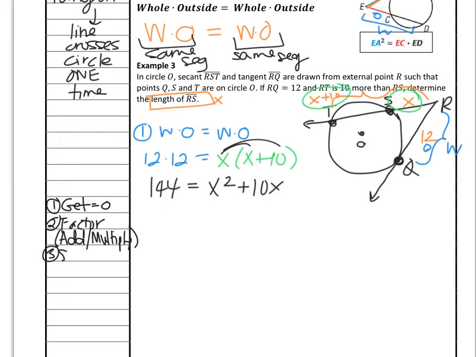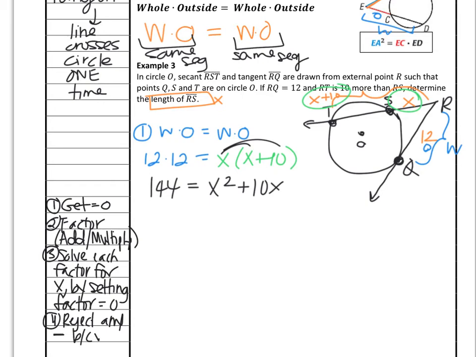Third, you're going to solve each factor for x by setting the factor equal to 0. After that, you'll reject any negatives because we can't have negative length.